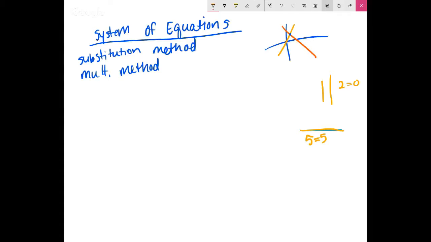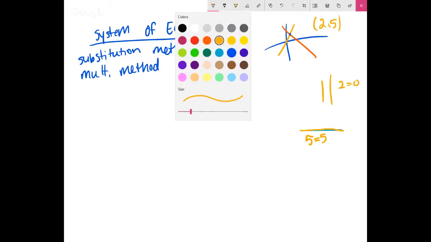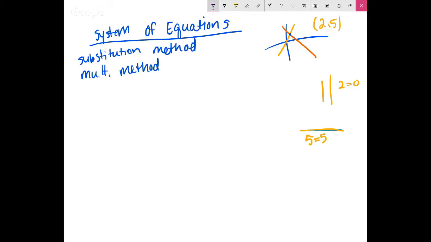And with a system of equations like this one up top, you'll have one solution. Sorry, it's not going to be x equals 3. It's going to be a point, something like (2, 5). Okay? All right. I like to use different colors. I don't like using the same colors. Okay, so let's do an example.